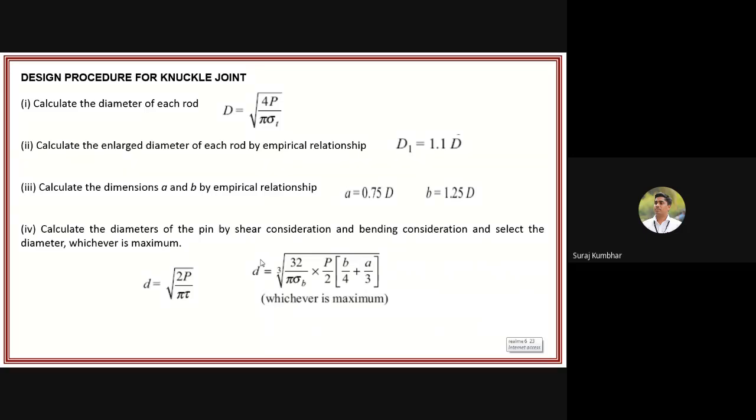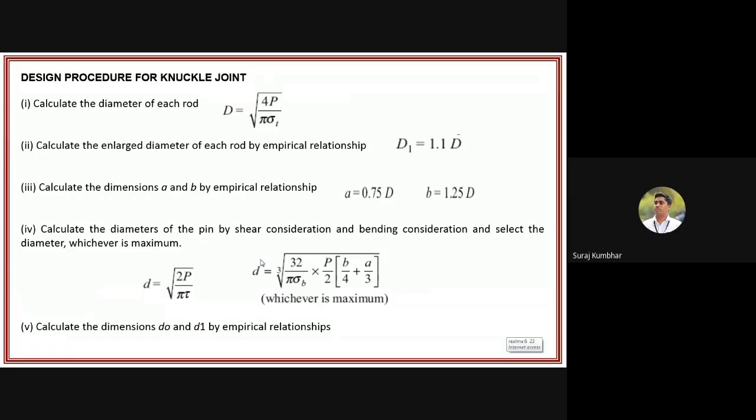Now the next, the fifth one. I will go ahead now. The fifth one is to calculate the dimensions D0 and D1 by empirical relationship. D0 is the outer diameter of the single eye, and D1 is the inner diameter of the single eye. So again you can find out D1 and D0 by empirical relationship.